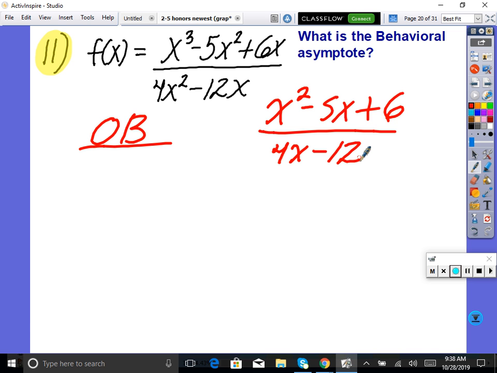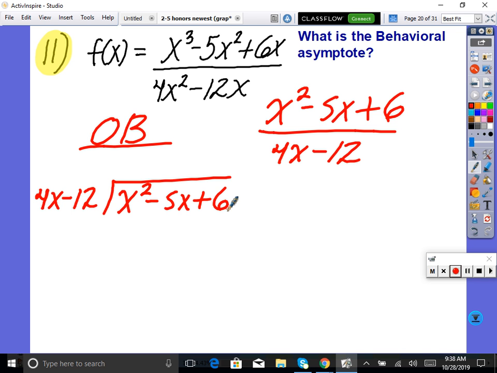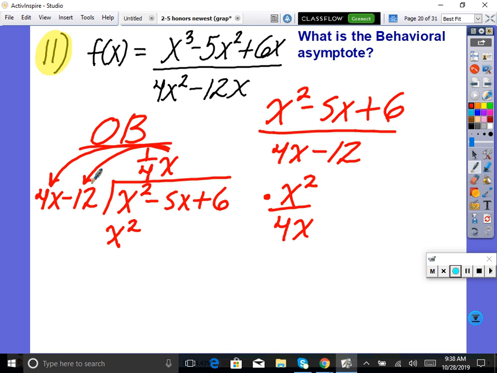Okay, awesome. So we can do it with either. We'll get the same answer. So on the outside of our house is 4x minus 12. On the inside of our house is x squared minus 5x plus 6. Divide your leading term, x squared divided by 4x, which is 1/4 x. Now we'll take 1/4 x times it here. That's x squared. 1/4 x times negative 12 is simply negative 3x. Now you change your sign, add straight down.